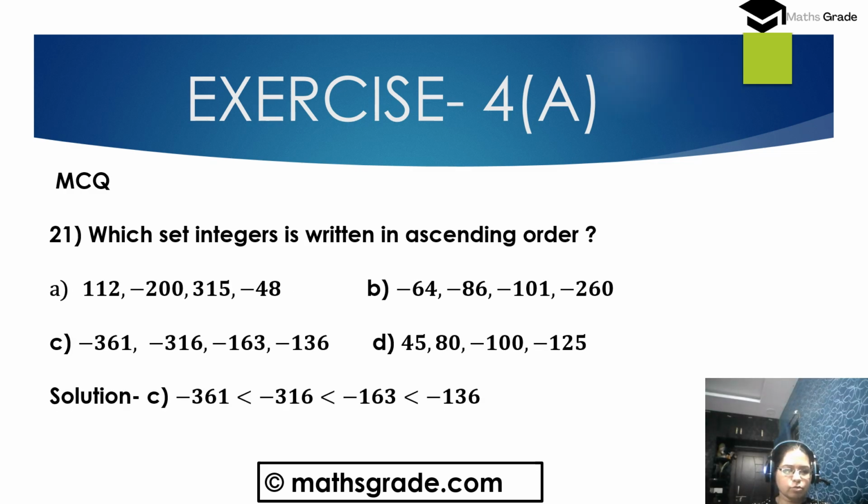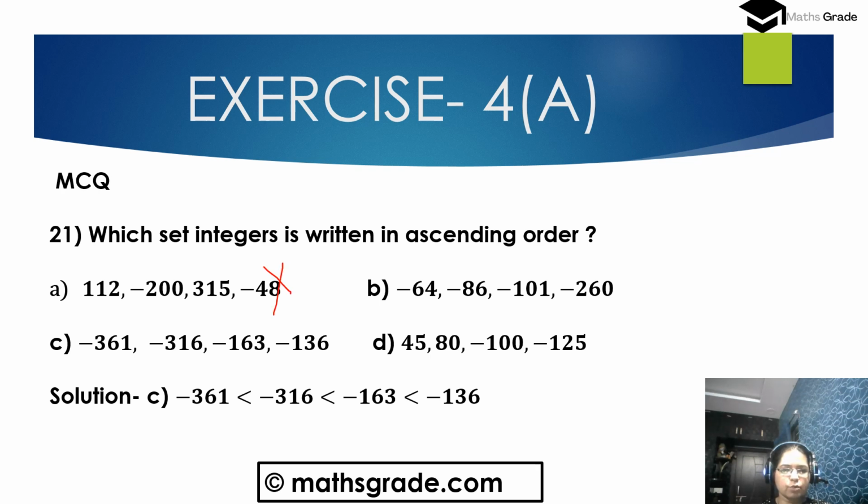Now we solve some MCQ, multiple choice questions. Question number 21 is which set of integers is written in ascending order? Here the options are given and we have to find the set of integers which is written in ascending order, that is from smallest to the greatest. First option is 112, minus 200, 315, minus 48. This is not written in ascending order, as 315 is the greatest and minus 200 is the smallest. So it should start with minus 200. So this is incorrect.